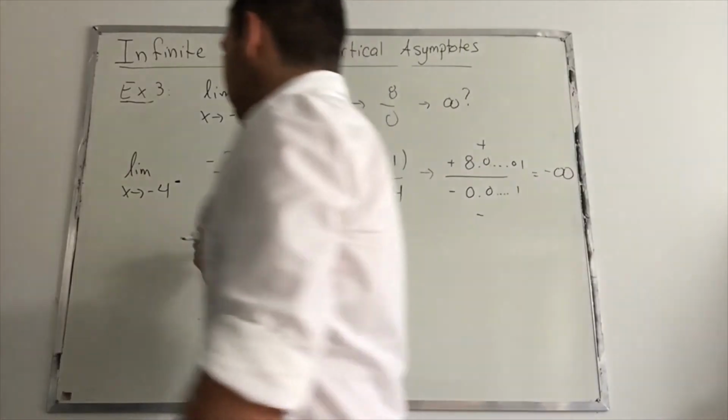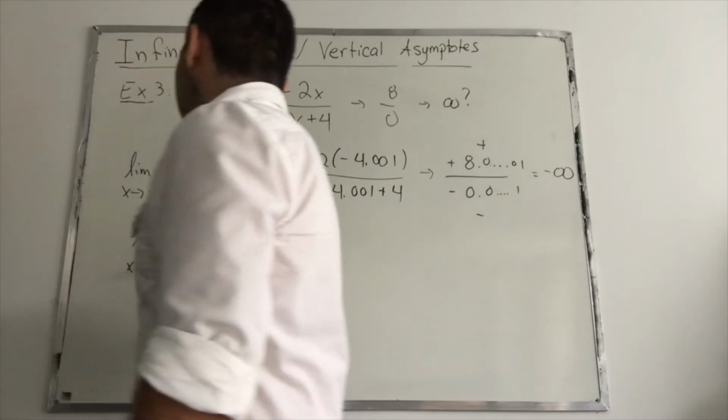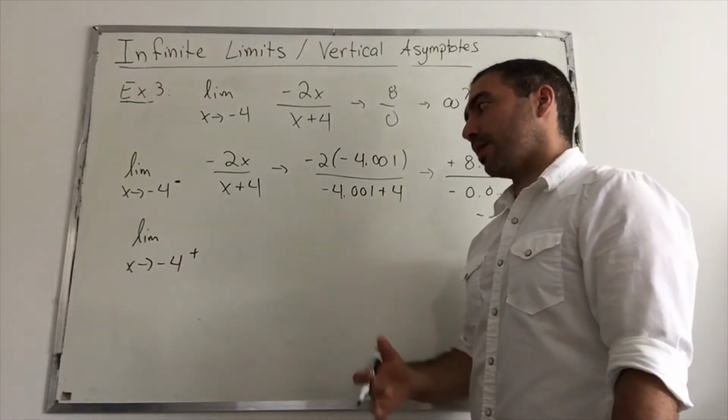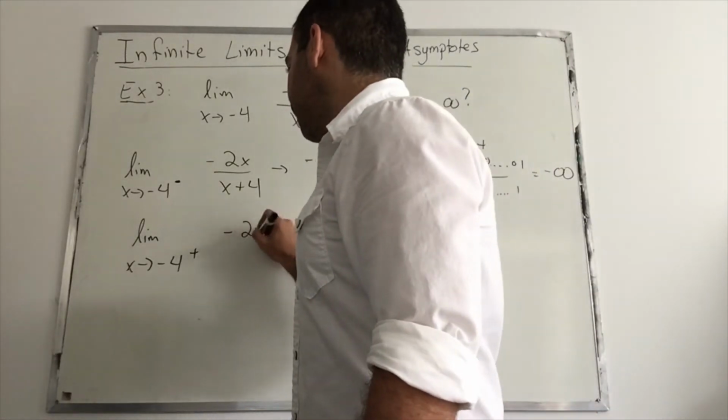So this is the left-sided limit. Let's do the same thing with the right-sided limit. Limit as x approaches -4 from the positive side. So we're taking a number that's bigger than -4. So let's say -3.999, and we're going to substitute that in.